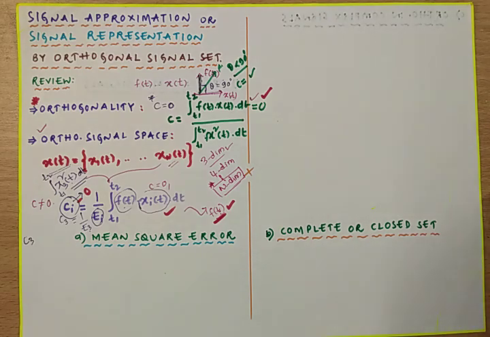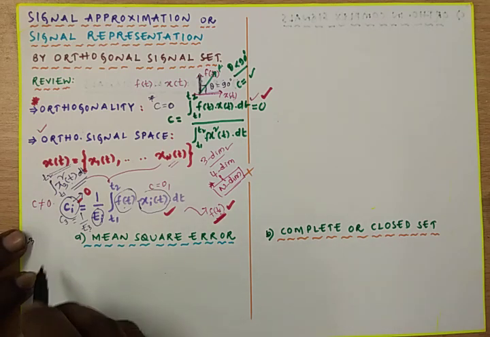Now I am going to talk about another important topic, that is mean square error, which can be asked for 5 marks in the exam, so it is very, very important. We can easily get the mean square error derivation if you are good at orthogonal signal space as well as orthogonality in signals. Now let us consider the mean square error.